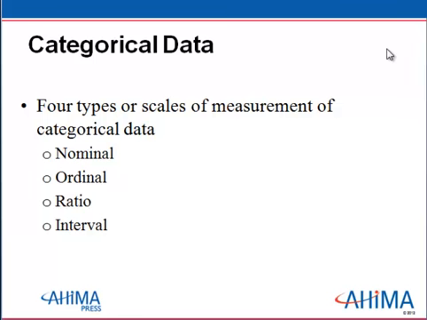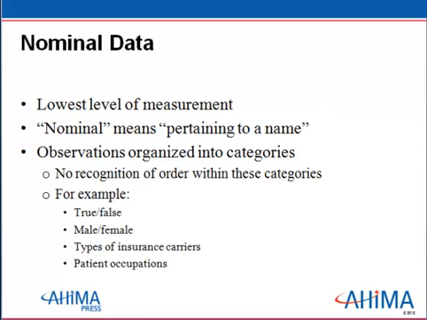There are 4 types or scales of measurement of categorical data. Those are nominal, ordinal, ratio, and interval. Nominal data are the lowest level of measurement. The word nominal means pertaining to a name. In the nominal scale, observations are organized into categories in which there is no recognition of order.